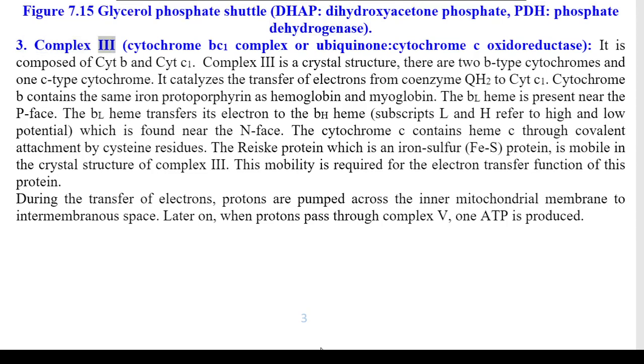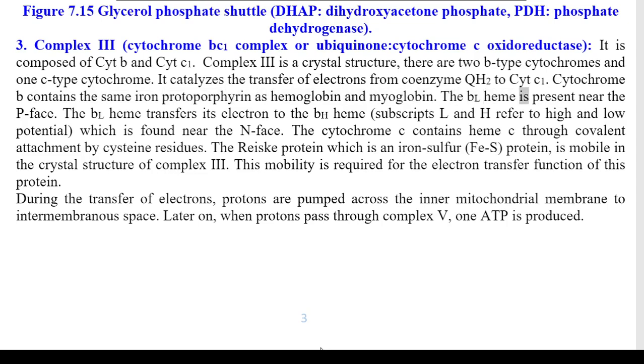3. Complex III, cytochrome bc1 complex or ubiquinone cytochrome C oxidoreductase. It is composed of Cyt b and Cyt c1. Complex III is a dimer in its crystal structure. There are 2 b-type cytochromes and 1 c-type cytochrome. It catalyzes the transfer of electrons from coenzyme QH2 to Cyt c1. Cytochrome b contains the same iron protoporphyrin as hemoglobin and myoglobin.